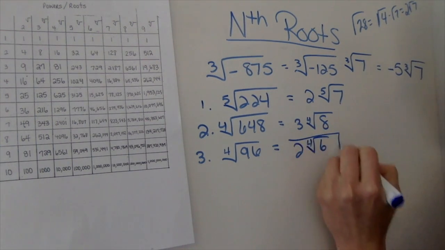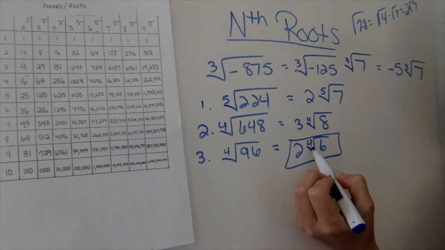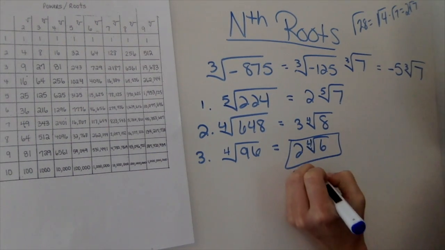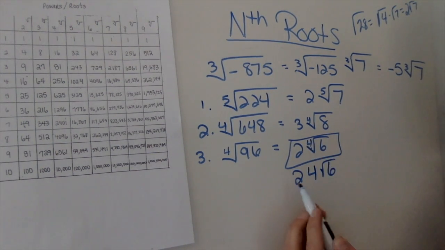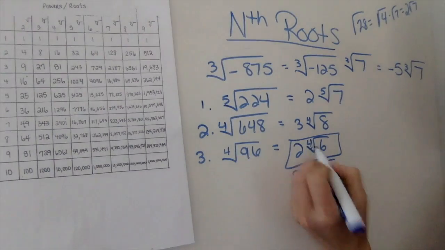Now remember, when you're writing it, make sure this index is really small, make sure it doesn't look like this, 2, 4th root of 6, because that looks like 24. So make sure you write it nice and small.